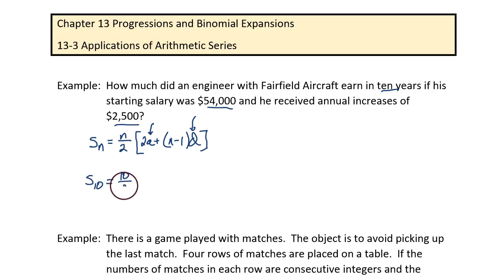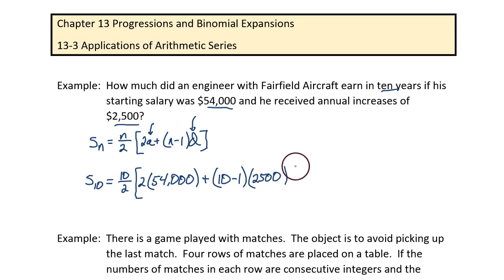So n is 10. The letter A in the formula is the first term in the series. That's $54,000. Again, the letter n is 10. And the letter D is the difference between terms. In this problem, that's his annual increase in salary, $2,500. We make those substitutions and then figure out what the right side of this is equal to. So the sum after 10 years is equal to $652,500.